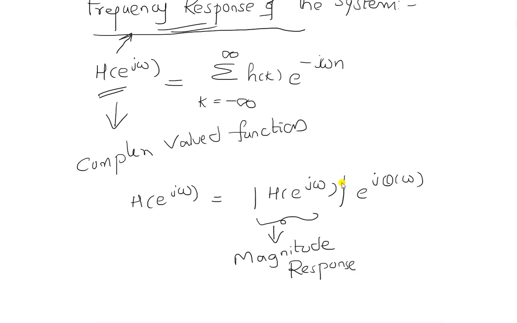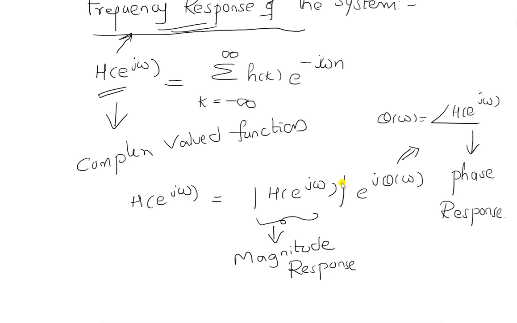Okay, and the theta omega, which can be expressed as theta omega equal to the phase of H of e to the power of j omega, which indicates the phase response of the system. One thing you should remember: the magnitude response is an even function of omega, whereas the phase response is an odd function of omega.